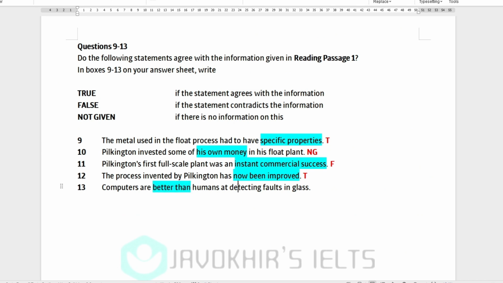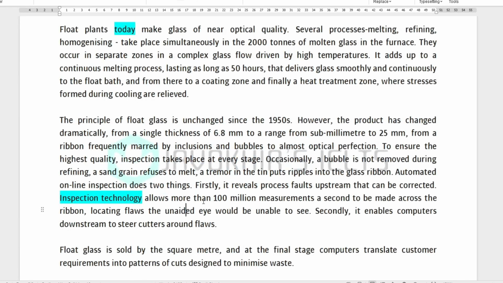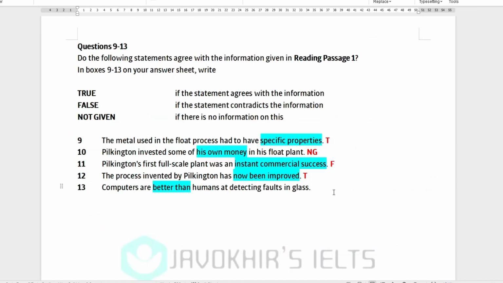What can we see here? So pretty much if there's a comparison sentence here, it's saying inspection technology allows more than 100 million measurements a second to be made across the ribbon, locating flaws, which means mistakes, right? The unaided eye would be unable to see. So yeah, a second enables computers downstream to steer cutters around the flaws. So it's basically true.